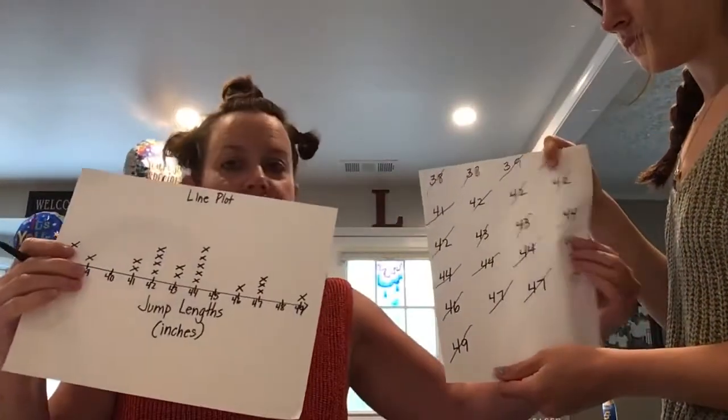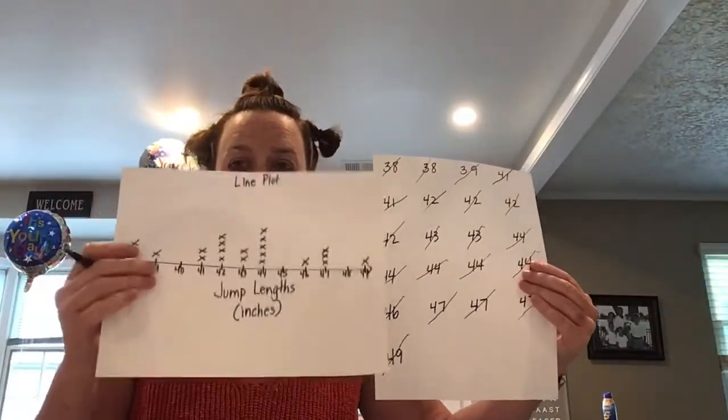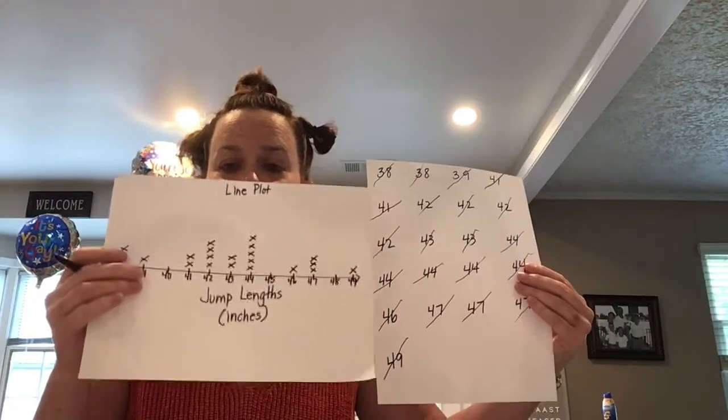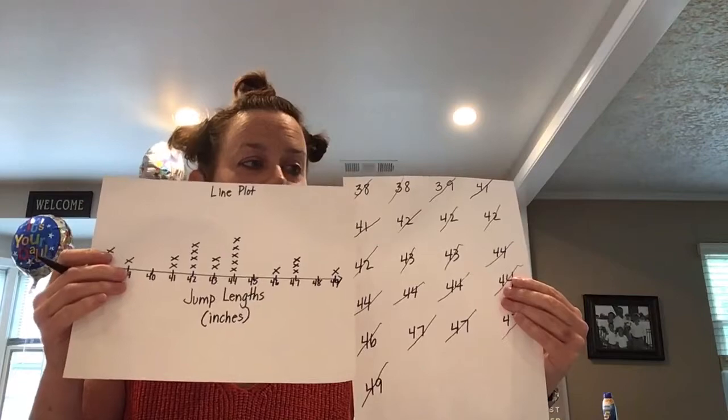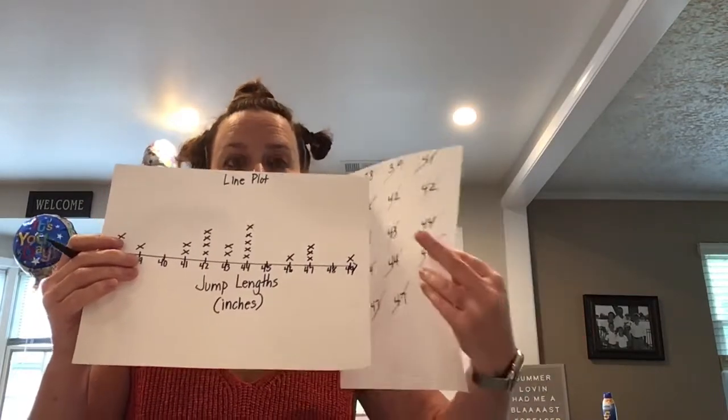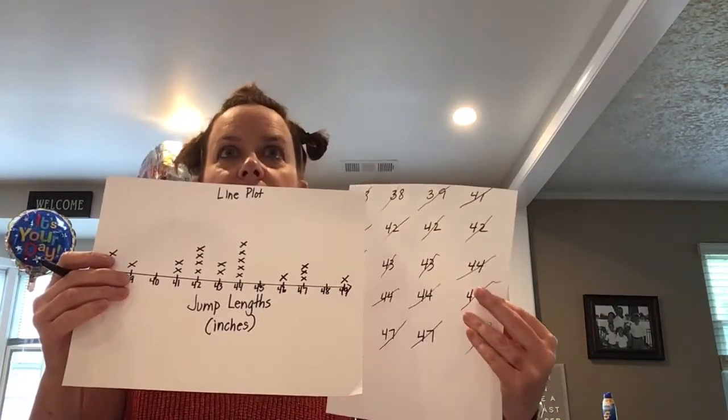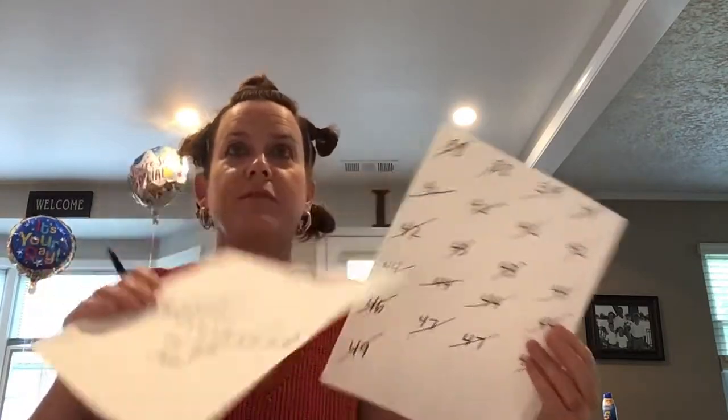So this data I took here and transferred it into this line plot. And to transfer that, all I did was look at each piece, and each time I saw the number, I wrote it down and then crossed it off.